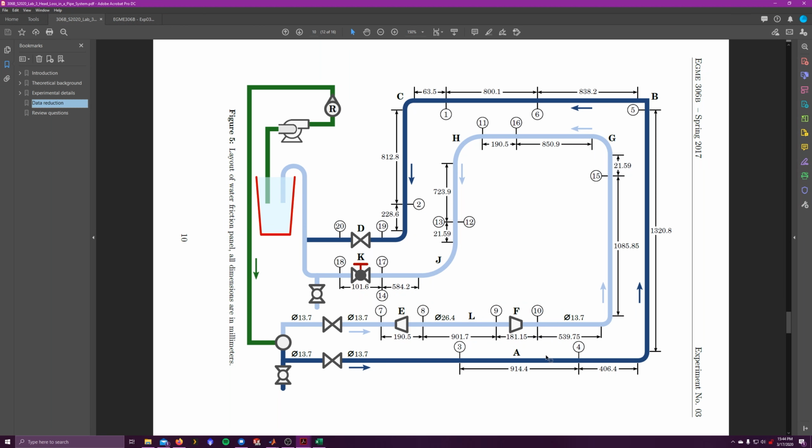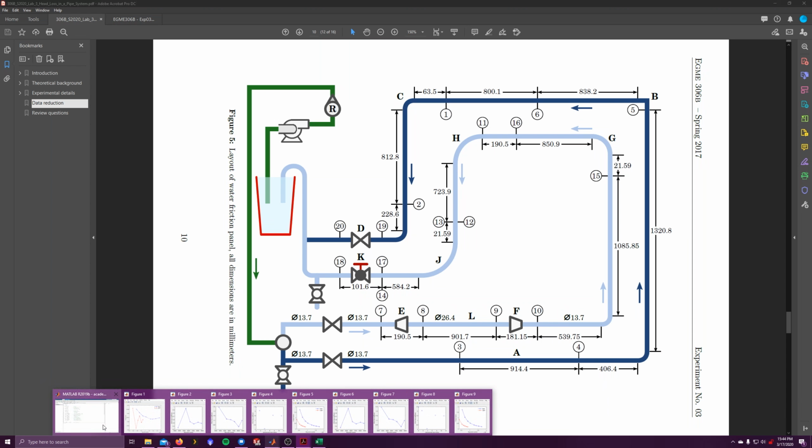Okay, so section A here is on the dark blue circuit of the pipe system, and section L is on the light blue circuit. If we look at this diameter, it's 13.7 millimeters. And then for section L, the diameter is 26.4 millimeters. So I'm going to say that dark blue is going to be the small diameter, and the light blue is going to be the large diameter.